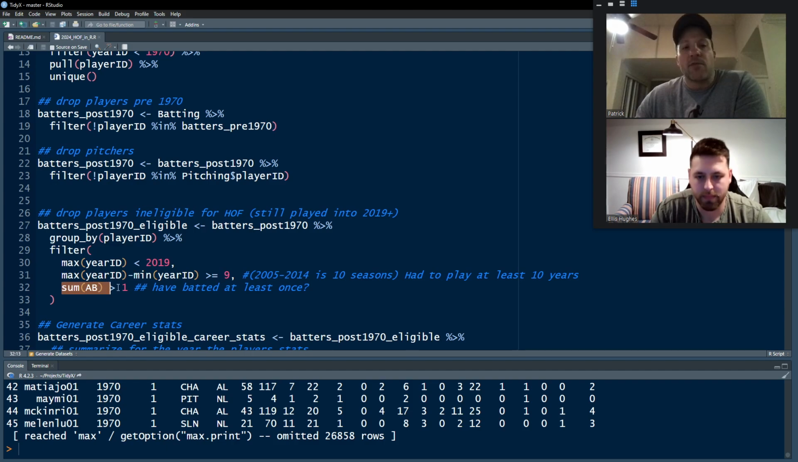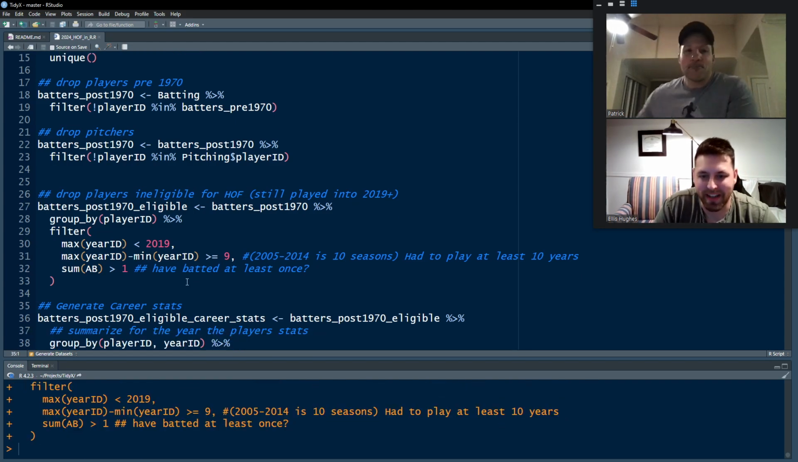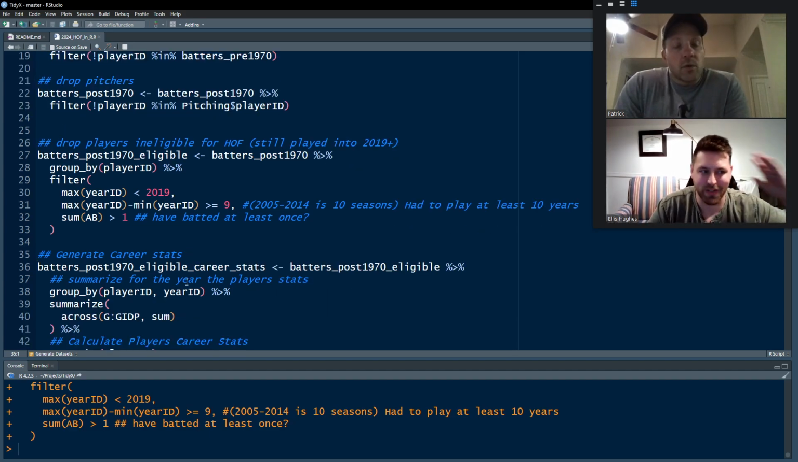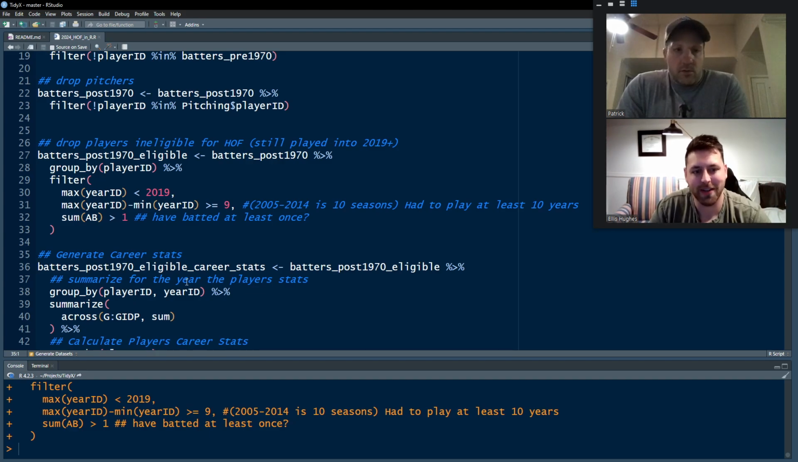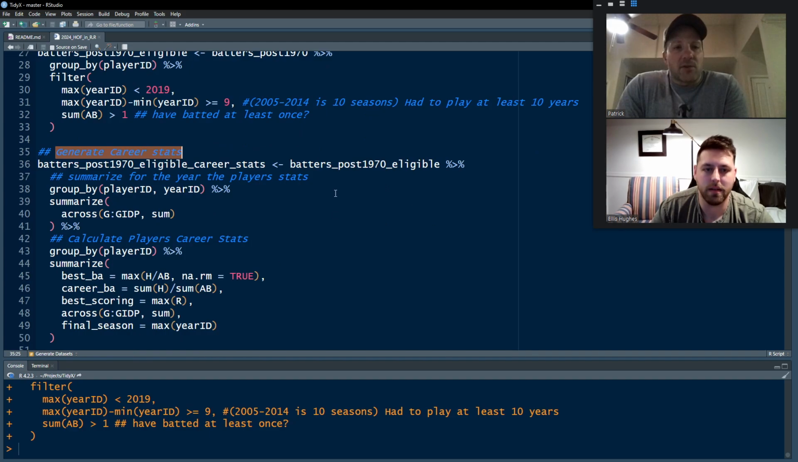And then the sum of the at-bats, we're going to throw out anybody that did not bat at least once, because chances are nobody's talking about you for the Hall of Fame anyway if that's the case. You're not going to get into the Hall of Fame unless you're getting in for other reasons, like pitchers, which we're not looking at in this situation here.